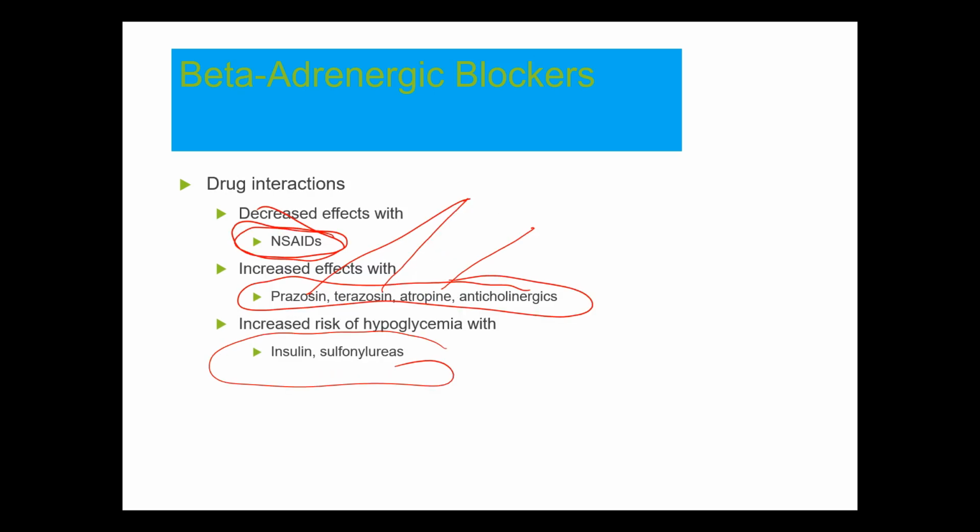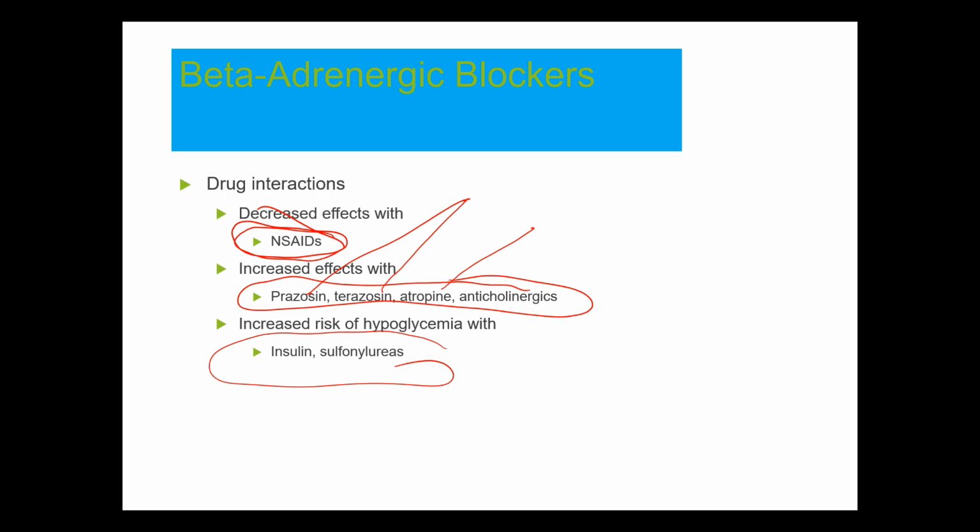Drug interactions, NSAIDs, although it doesn't mean you don't give NSAIDs with these, it just means that you have to keep on the lookout for them. So NSAIDs are your ibuprofen, your naproxen, your Motrin, your Celebrex, and that kind of stuff. It's an anti-inflammatory. You can have increased effects with these other listed drugs, and there's increased risk of hypoglycemia with insulin and sulfonylureas. Sulfonylureas is another drug for diabetes. That's like your glipizide, glimepiride. It can really cause hypoglycemia, your blood sugar to drop.